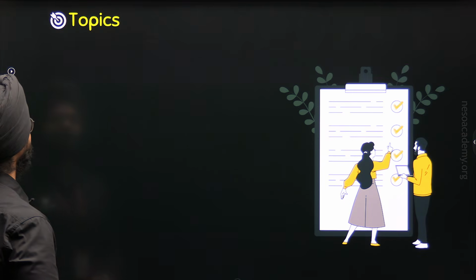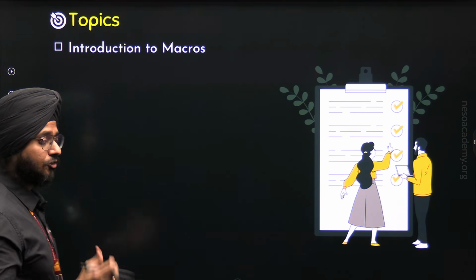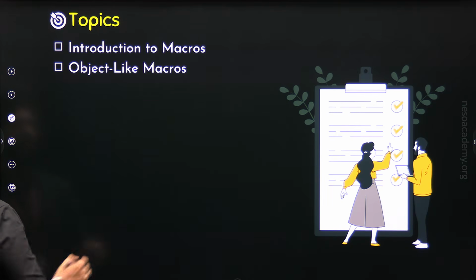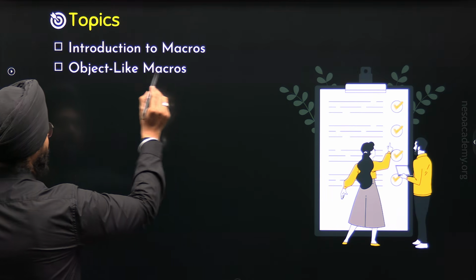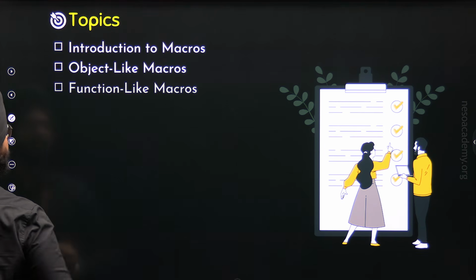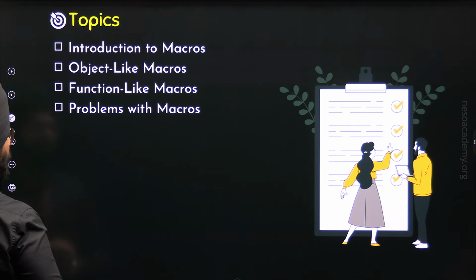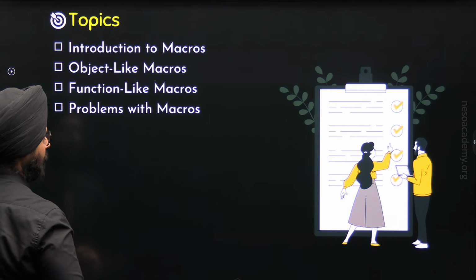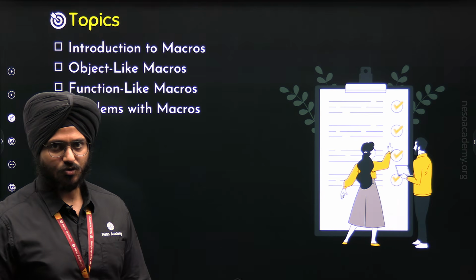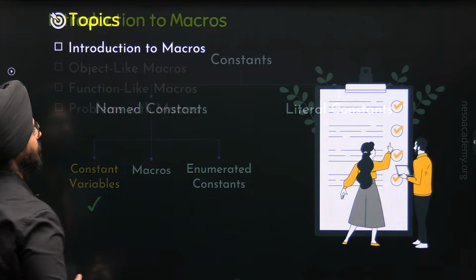The first topic is Introduction to Macros. First, I will introduce you to macros. Then we will move to the next topic where we will learn object-like macros. After completion of the second topic, we will move to the third topic where we will understand function-like macros. And lastly, we will learn problems with macros. So these are all the topics which we will learn in this lecture. So let's get started with the first topic, that is Introduction to Macros.